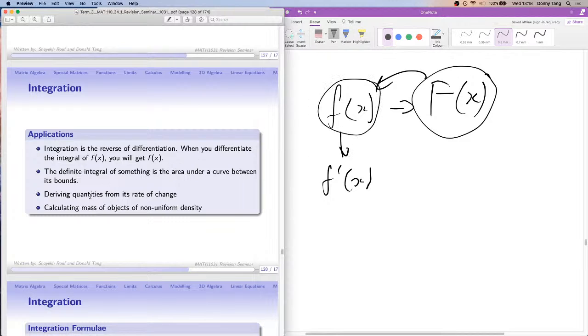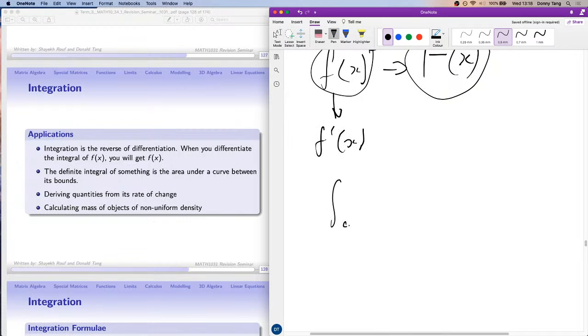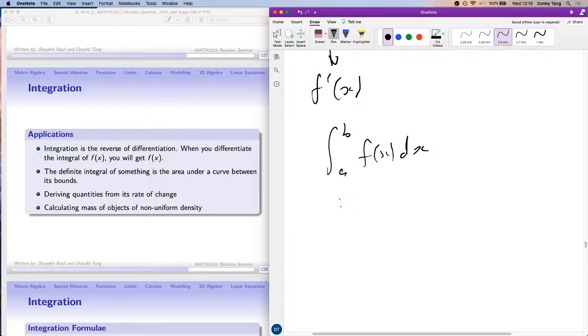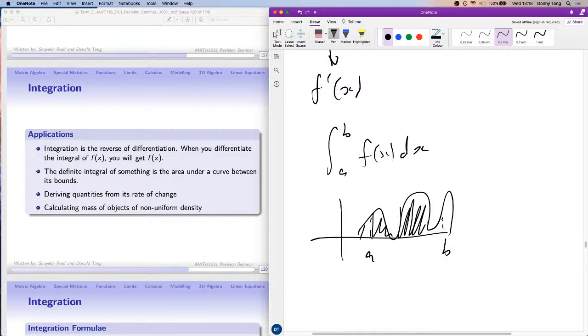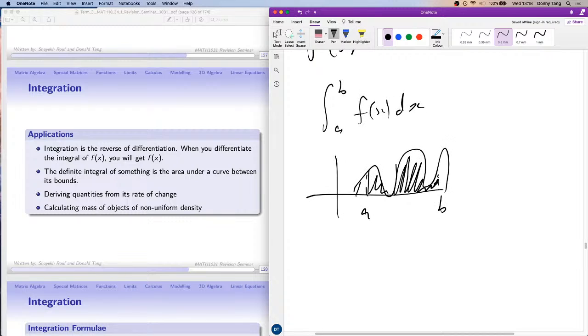All right. So here's some applications. The definite integral of something is the area under a curve between its bounds. So for example, the integral from a to b of Fx dx. If this is Fx, all you're doing is finding from a to b the total area underneath here. And if the curve goes under, like this, it's actually going to be a negative number, right? Negative number if it's underneath the curve.